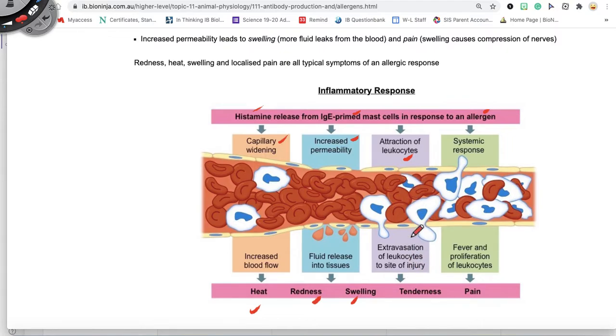Extravasation of leukocytes to that site of injury is going to cause some tenderness. And sometimes you get a systemic response, a little bit of a fever and proliferation of leukocytes, and that might cause a little bit of pain. So all in all, this inflammatory response due to the allergen, if it doesn't lead to anaphylactic shock, you're not going to feel very well, right? But it's not something that is going to kill you.